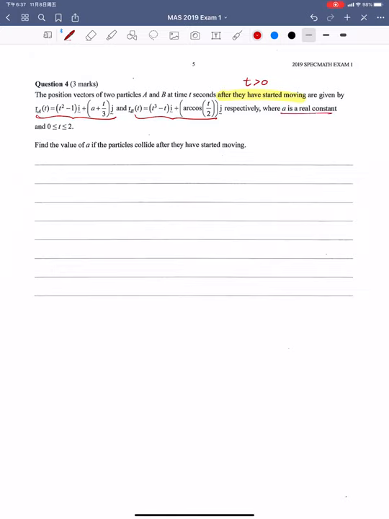A is a real constant and t has this domain. Find the value of A if the particles collide after they have started moving. So the key is they have started moving. After they have started moving, let's equate x components. t squared minus 1 equals t cubed minus t. Rearrange it, we have (t minus 1)(t plus 1) equals t times (t squared minus 1), which is t(t minus 1)(t plus 1), as a factorized form.